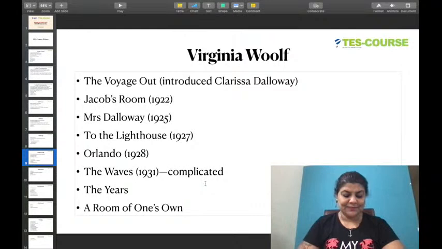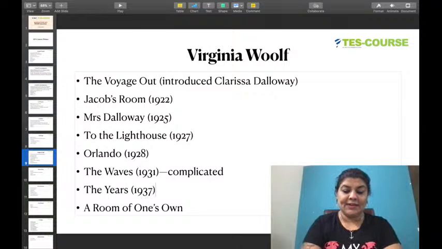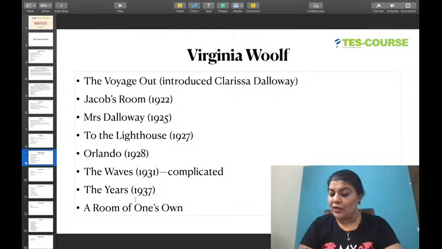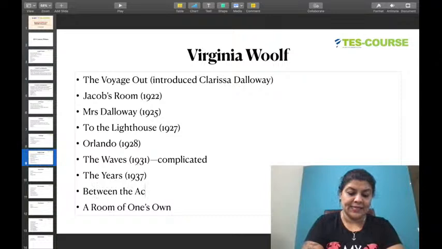And then she wrote The Years. The Years, 1937, is Virginia Woolf's longest novel. And after that came Between the Acts. That is her last novel. Between the Acts, 1941.